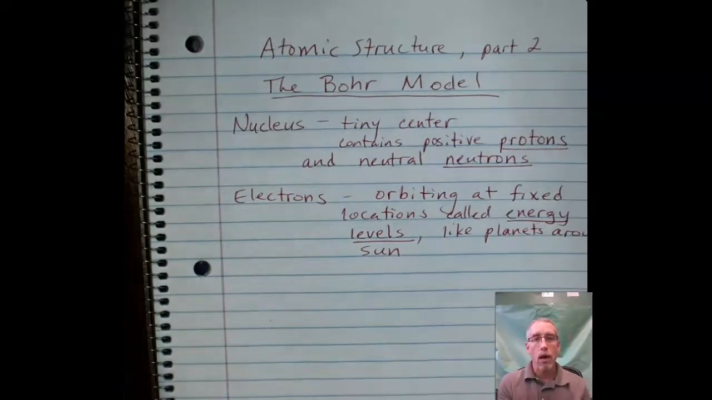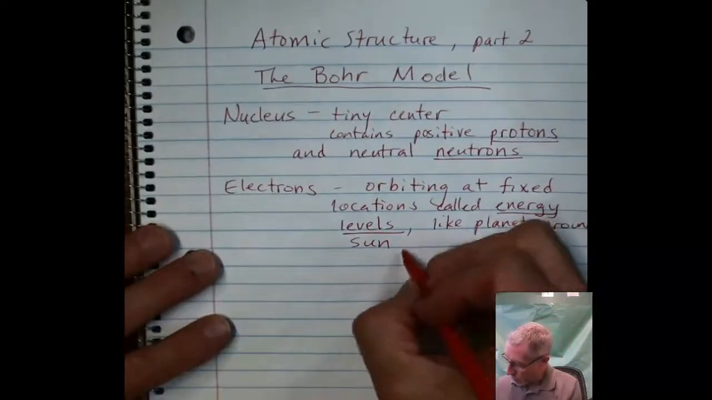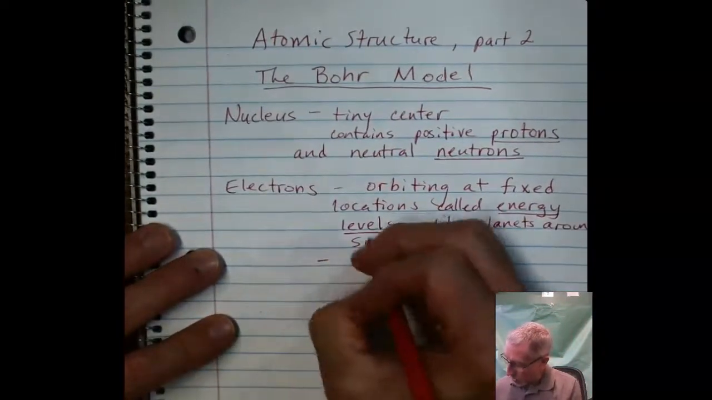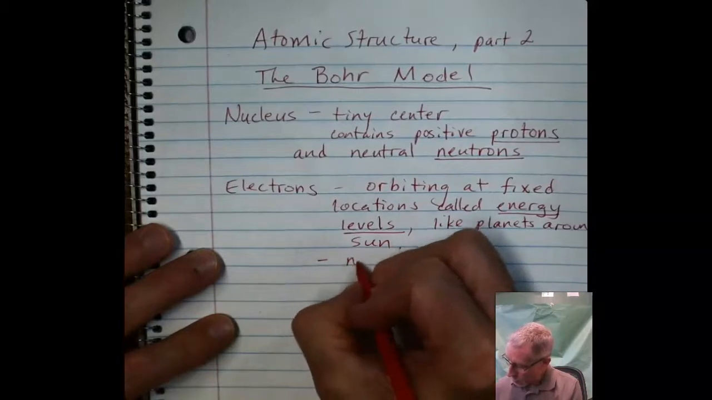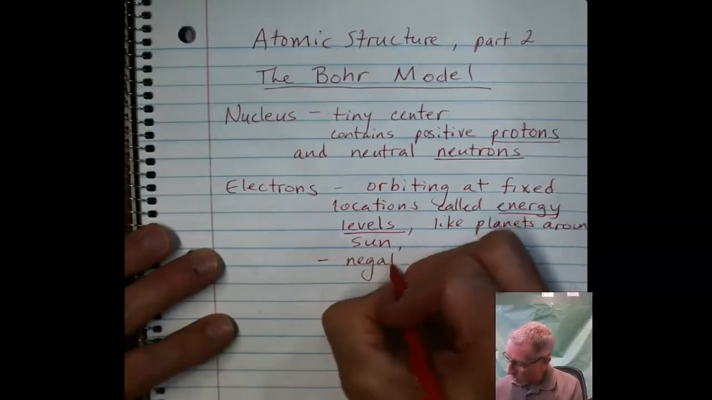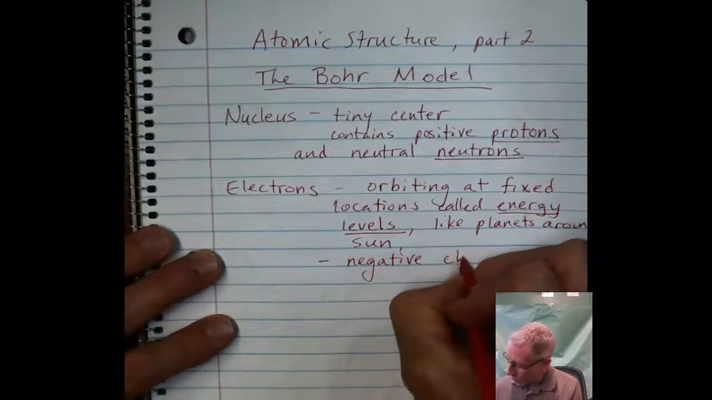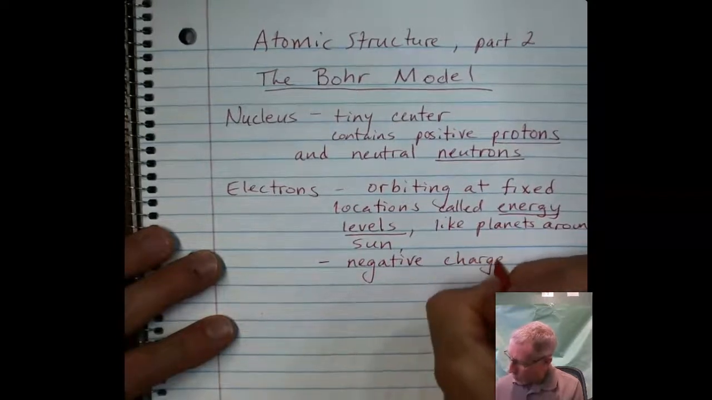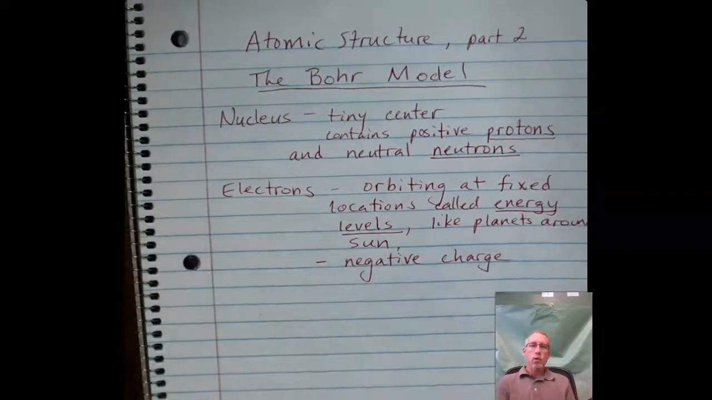So that describes where they are. They also have a characteristic we call negative charge. It's hard to describe what charge really means. It's just a description of something, and it's probably the most important characteristic of protons and electrons is the fact that one of them's positive and one of them's negative.